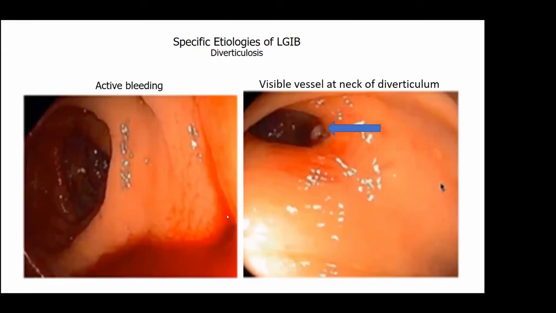And this is just a beautiful picture of an actively bleeding diverticulum. Here's the tick here, and here's the blood. And here's the picture of a visible vessel, which is at the neck of a diverticulum. And this looks exactly the same as a visible vessel at the base of an ulcer.